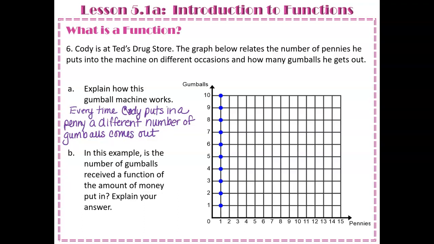So in this example, is the number of gumballs received a function of the amount of money you put in? Explain your answer. Well, look at my vertical line here. It goes through so many points. So no, this is not a function. It fails the vertical line test. All right, moving right along.